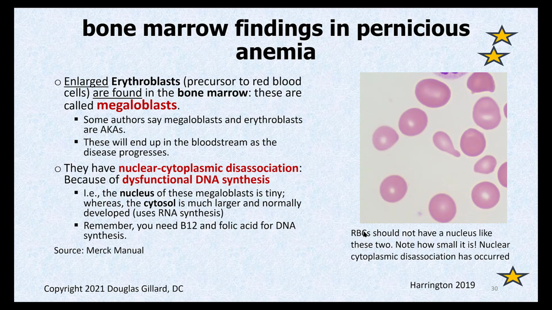Bone marrow findings. Here's a better example of someone with pernicious anemia. See the nuclei are right here. That's all cytoplasm. So RNA synthesis makes the cytoplasm. DNA synthesis makes the nucleus. And these are underdeveloped nuclei. I think that other slide was so advanced, the nuclei didn't even develop at all. But enlarged erythrocytes are found in the bone marrow because we said that's where all this stuff is made. And when they're enlarged, they're called megaloblasts.